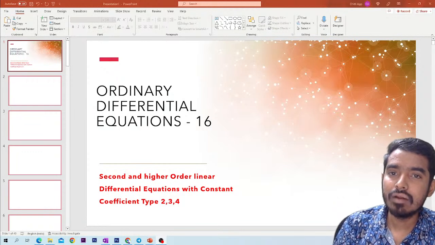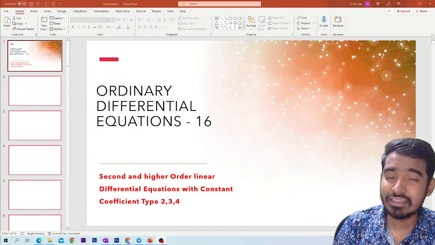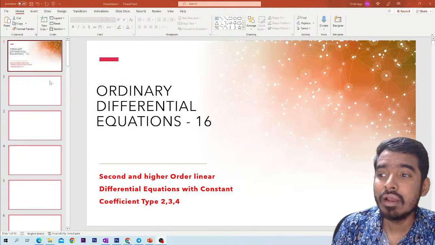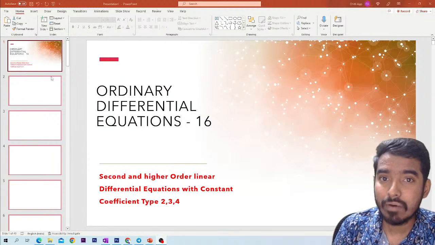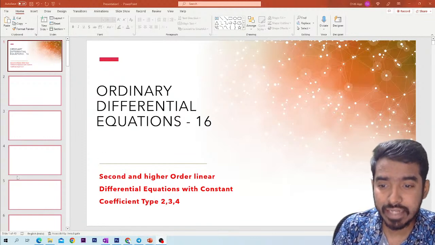Already we have completed type 0. What is type 0? When the RHS is 0, it is called type 0. And what is type 1? RHS is of the form e power ax. And what is type 2? RHS is of the form sine ax or cos ax. So we are in type 2 now.